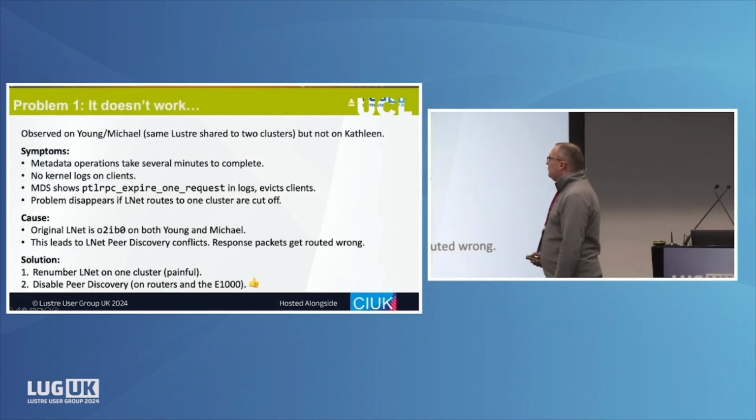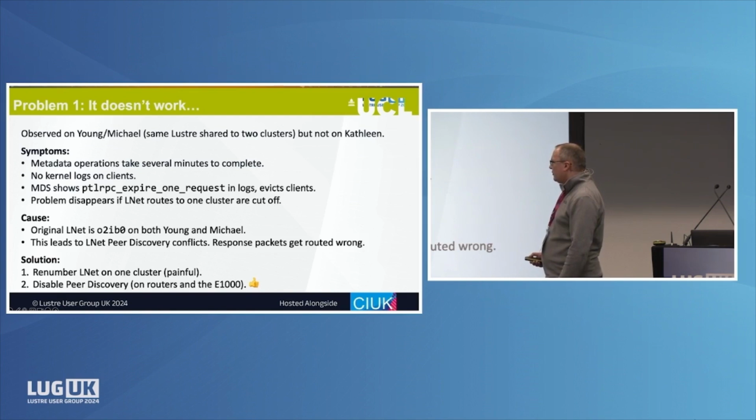So we started testing it, and it seemed to work quite well on Kathleen in the beginning, but on the Young and Michael side, where, as I mentioned, we share the same Lustre file system between 2 clusters, it became apparent that there was a problem. The symptoms were that any metadata operations we did on Lustre, like mkdir or whatever, took a couple of minutes to complete, which is not really useful performance. Interestingly, there were no kernel logs at all on the clients, so they all completed. It was just horribly slow.